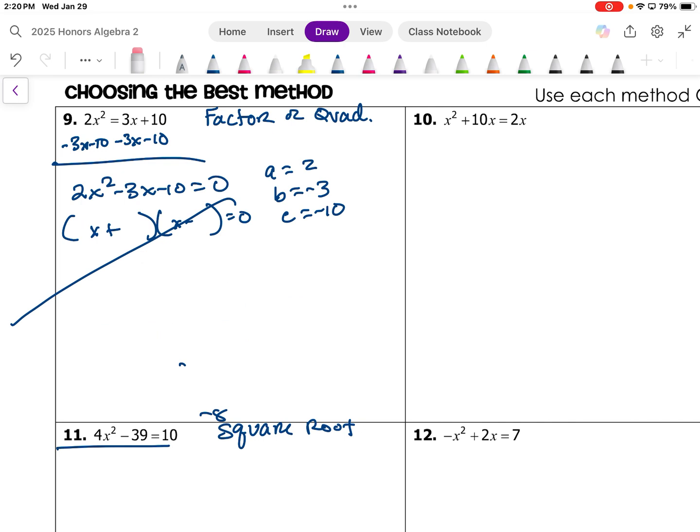And then now we'll go quadratic formula. So x equals negative 3 plus or minus square root negative 3 squared minus 4 times 2 times minus 10, all over 2 times 2. And I'm going to pause because this is where I've noticed some people make mistakes, and I want you to pay attention to what I have up there on the screen.